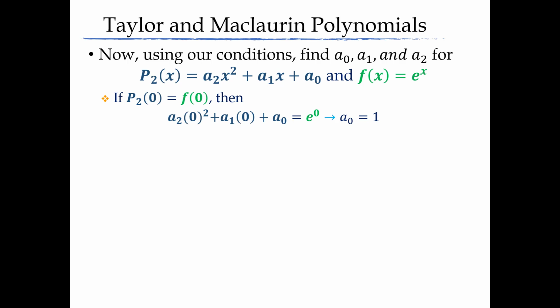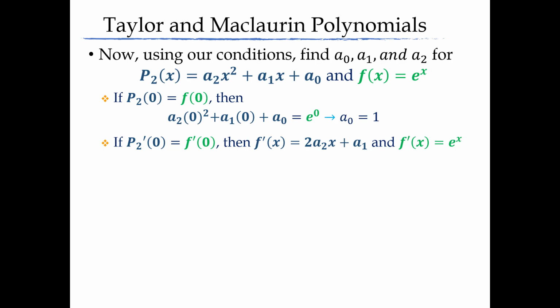We're now going to try to find a sub 1 now that we know that a naught is 1. So we know that the derivative when x equals 0 must equal the derivative of our original function when x equals 0. So f prime of x, if we find the derivative of our polynomial, will give us 2 a sub 2 of x plus a sub 1. And we also know that f prime of x is equal to e to the x. We're then going to evaluate this at 0 once again. If we substitute in 0, we're left just with 2 times a sub 2 times 0, which is 0, plus a1. Of course, that just leaves us with a1 equals e to the 0 power, which means a1 is 1.